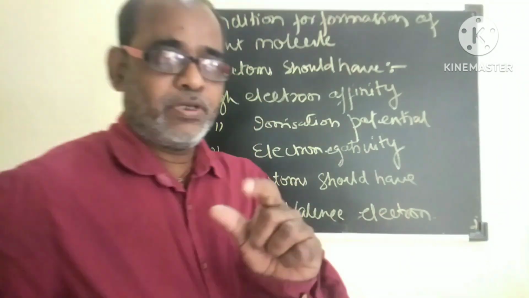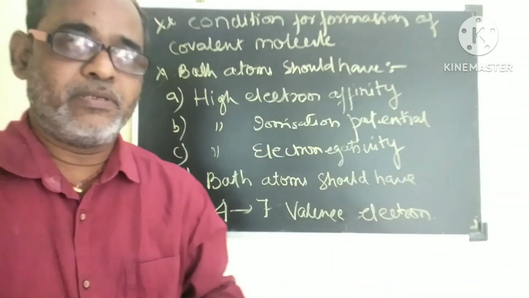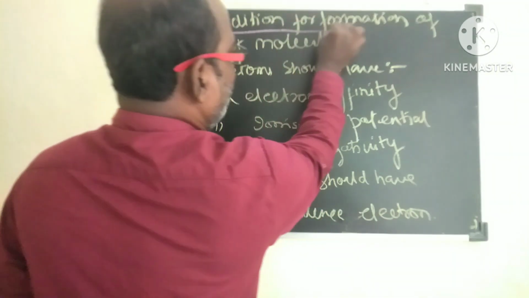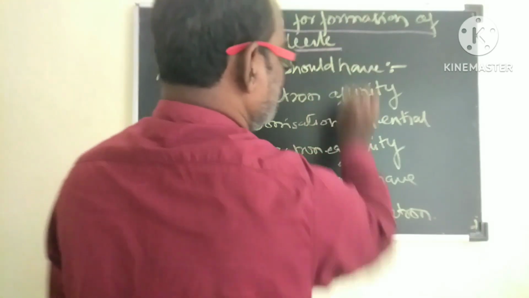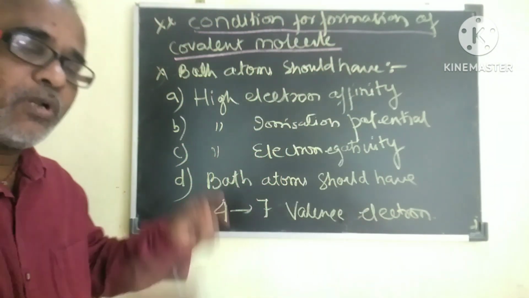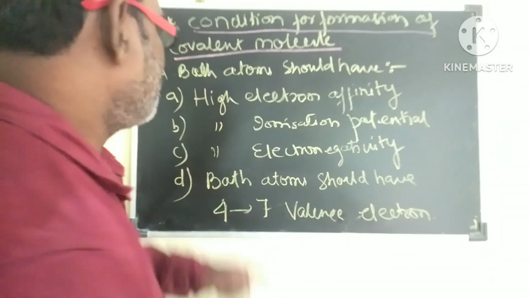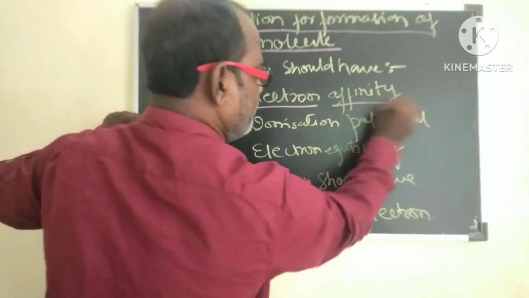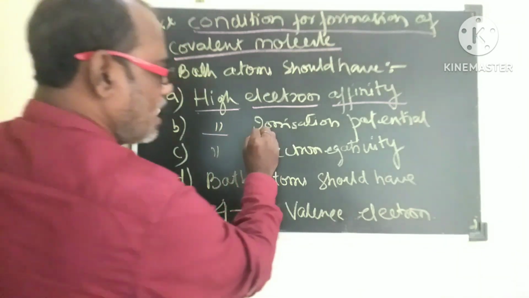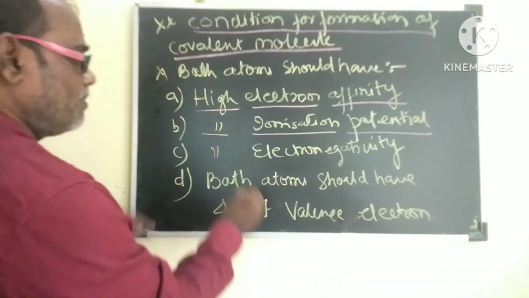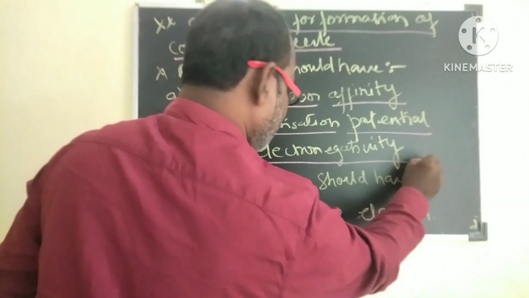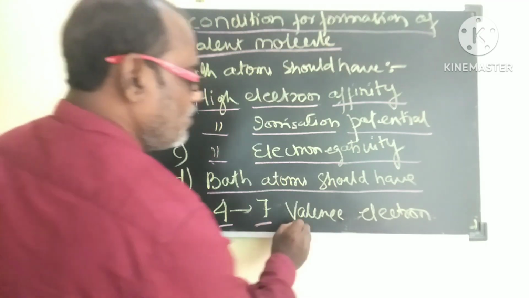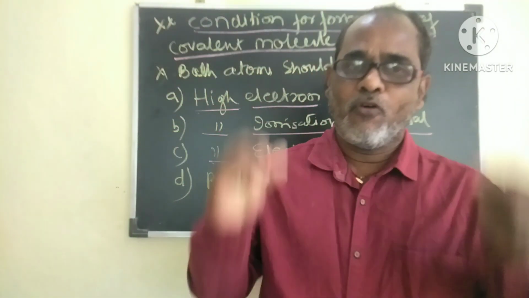So the very first question now you have to understand. This type of question also appears in your examinations in MCQ format. The question is: condition for formation of a covalent molecule. As I said, both atoms should be non-metals. The very first condition is both atoms should have, number one, high electron affinity, number two, high ionization potential, number three, high electronegativity, and both atoms should have 4 to 7 valence electrons, as I showed you, for sharing.